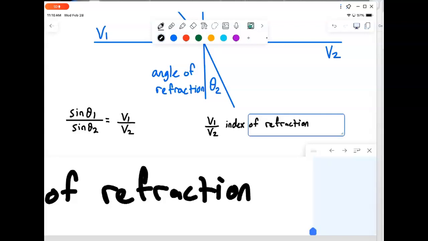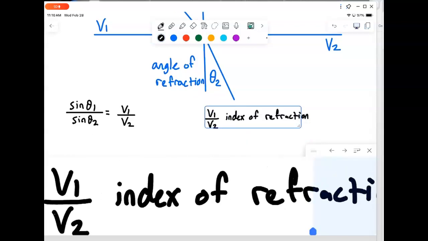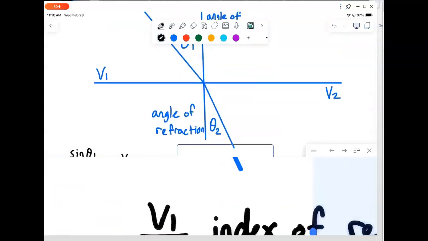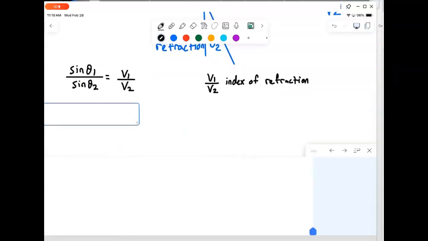Okay. And so again, the idea here is if v2 is smaller than v1, then what's going to happen as you go in is the angle is going to bend towards the perpendicular. So in the problems we're going to be dealing with, we're usually given this index of refraction and just asked to use it.